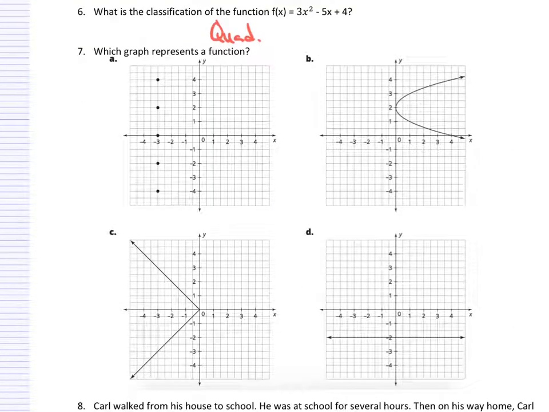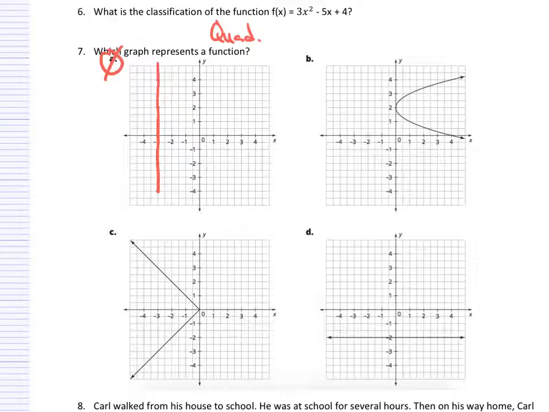Number seven, which graph represents a function? Now remember, this is a vertical line test. So if I can draw a vertical line and only hit once, it is a function. But if it hits twice, it is not a function. So if I start with A, I draw a vertical line and it hits once at the first dot, twice, 3 times, 4 times, and 5 times. So A is not a function.